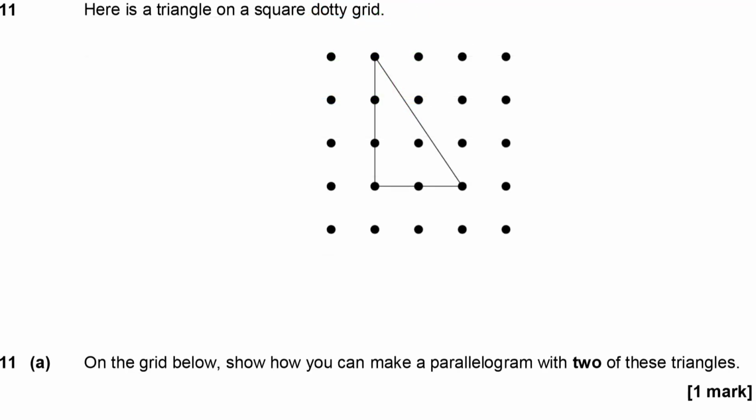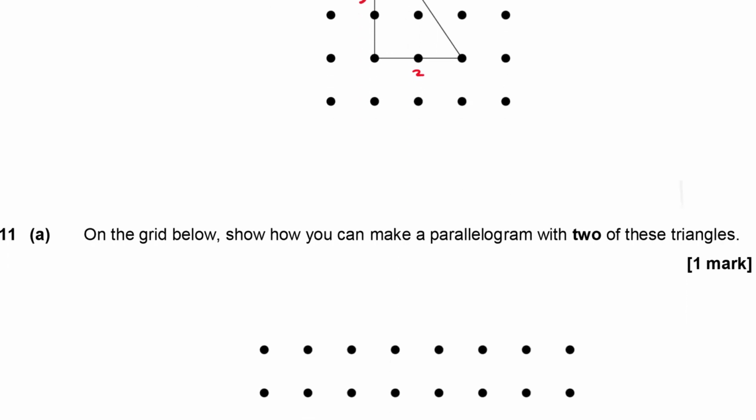Question 11. Here is a triangle on a square dotted grid. Now I'm just going to write down the dimensions of this because I want to double check I've got them right. So there's 2 squares or 2 gaps that way and 3 gaps going up that way then, isn't it? So it's a 2 by 3 triangle.